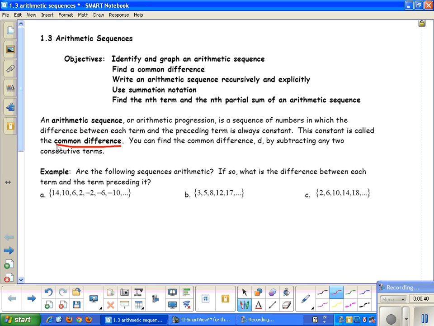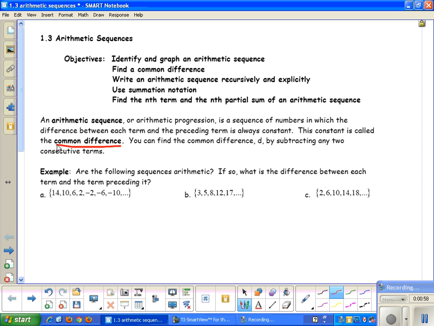So, for example, we have the following sequences given below. We want to figure out if they're arithmetic, and if so, what's the common difference between each term and the term preceding it. Now, in order to do this, you have to make sure you check all of your terms to make sure that they all have the same common difference.